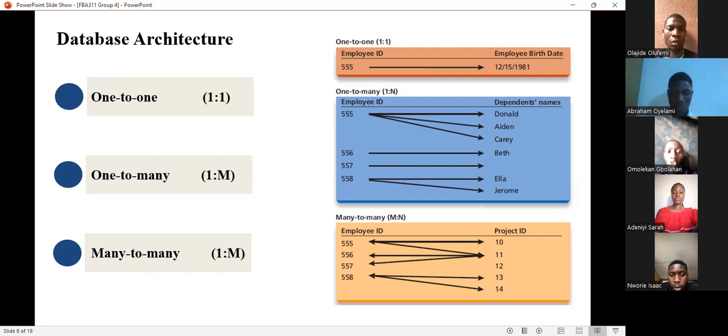Now move to one to many. One to many states that it is a database architecture where the presentation layer runs on mobile network. Many to many, actually, that is all about clients use the most in getting to the database.